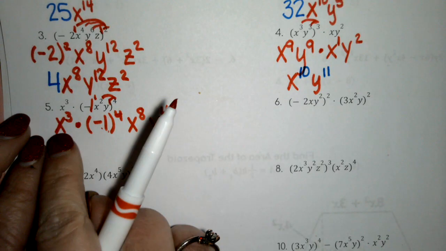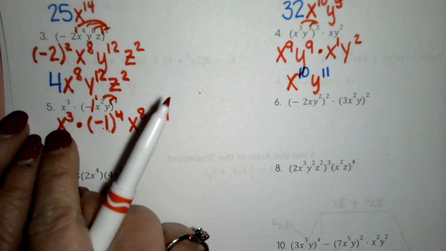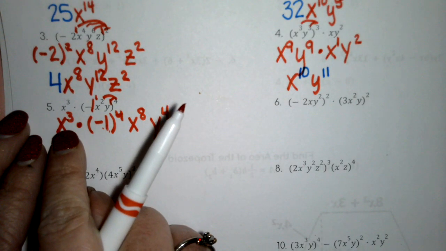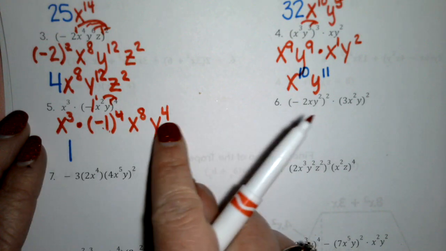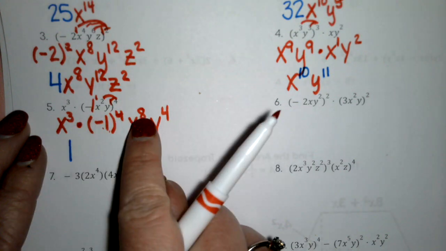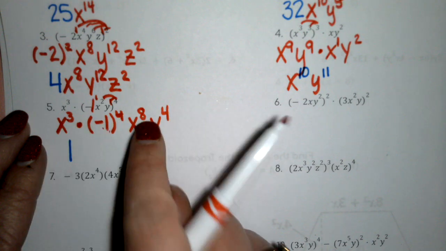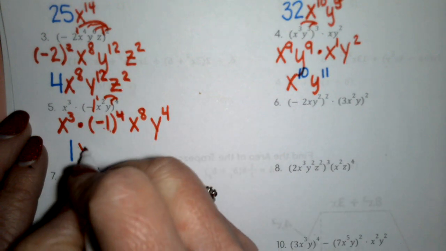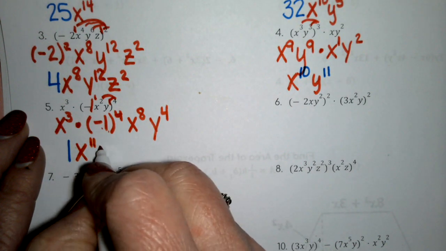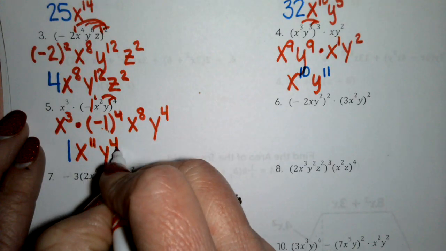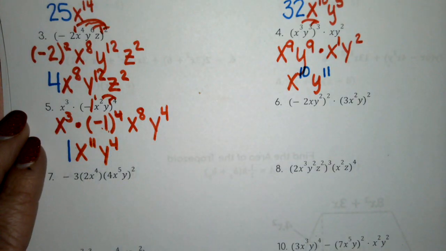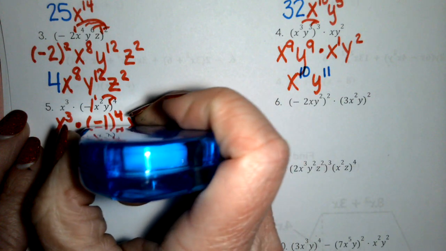Then you're going to combine your x's. So your x's are multiplied because everything through here is multiplied together. You're going to add your exponents. 3 plus 8 is 11. So x to the 11th, y to the 4th.